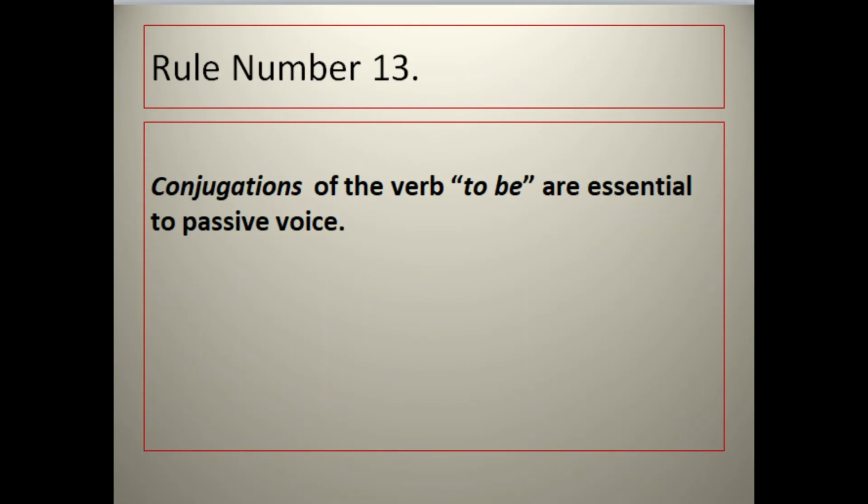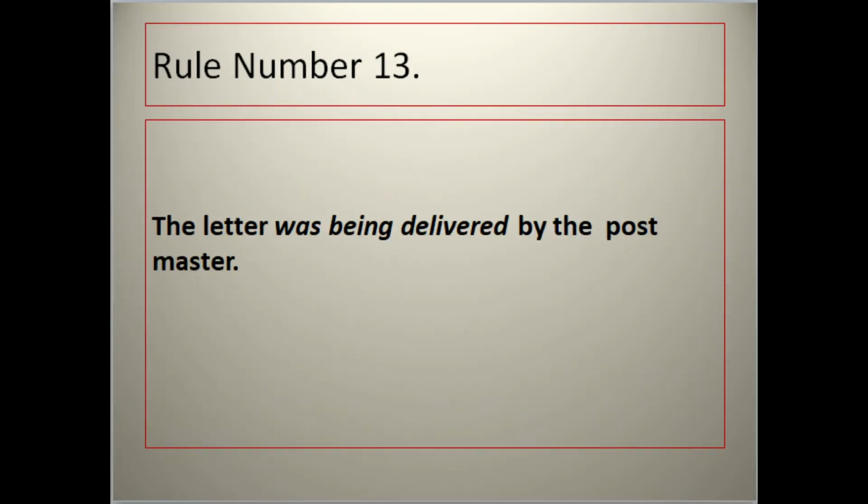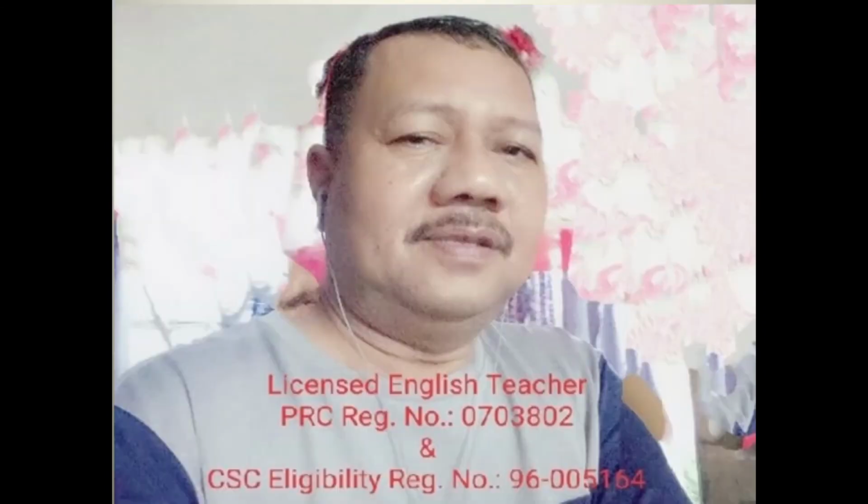Rule number 13. Conjugations of the verb to be are essential to passive voice. Example, the letter was being delivered by the postmaster. Conjugations of the verb to be are essential to passive voice, like be, being, and been. Many words are versions or conjugations of the verb to be. In addition to words you might expect, is, are, was, and were are all versions of it. When a conjugation of to be comes before another verb, it is usually an indicator of passive voice.